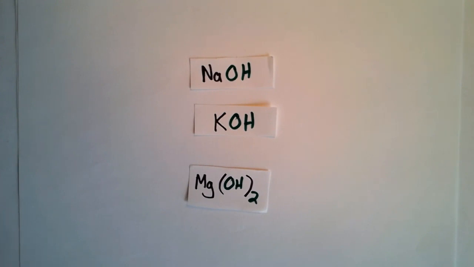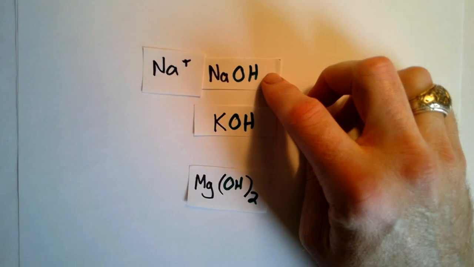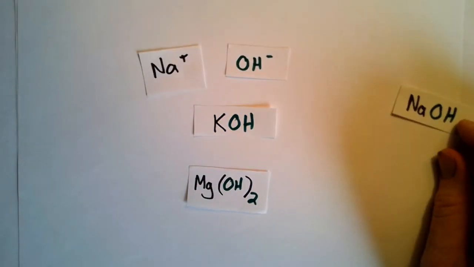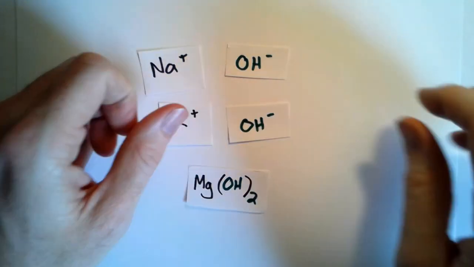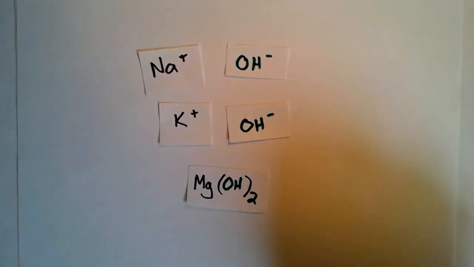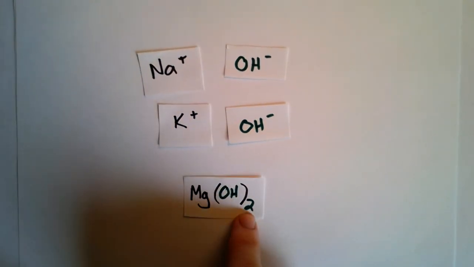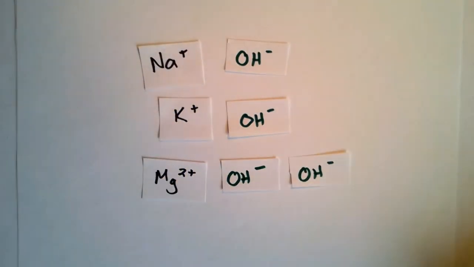Just to show you, the bases do the same thing. When they're ionized in water, we'll get sodium, and then we'll get hydroxide. We'll get potassium and a hydroxide, and then we'll also get magnesium. Now, there are two hydroxides there. You see that too? So we'll get two hydroxides. Okay? That will fully separate.